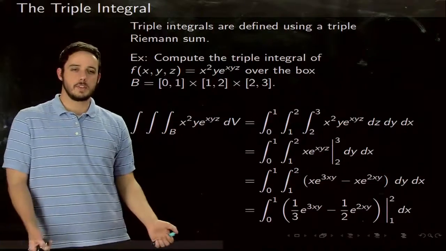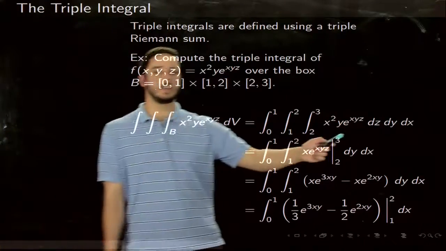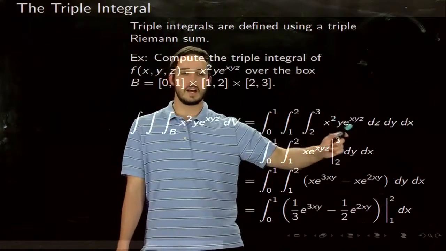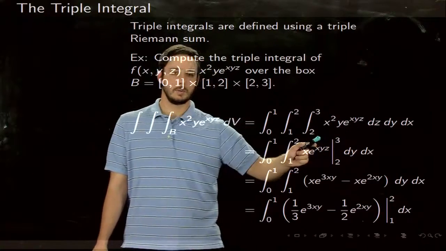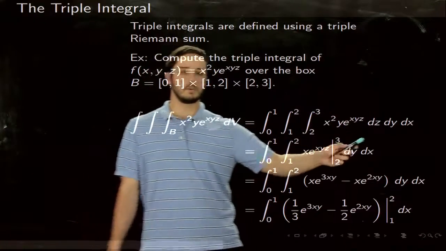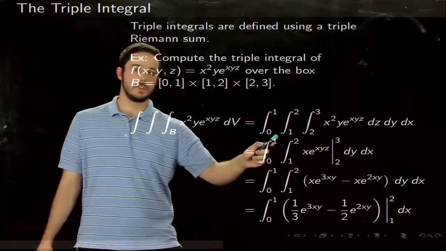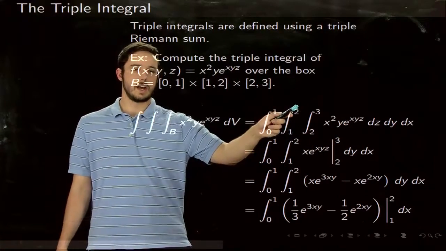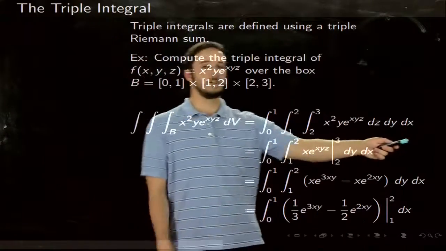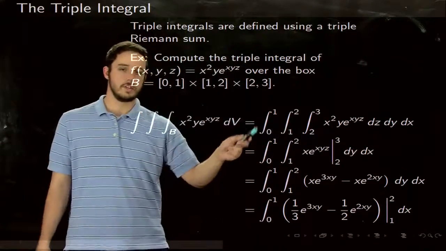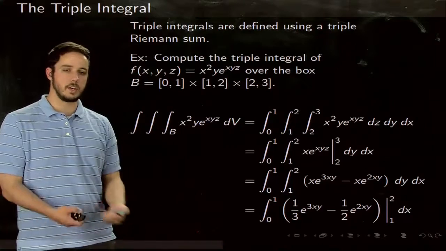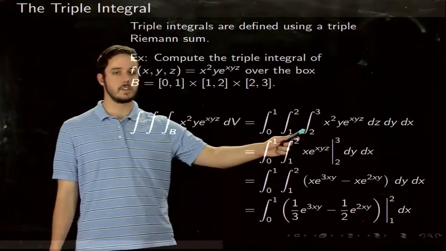So how do we evaluate this integral? Well, we just take the integral of whatever's inside with respect to z with these bounds. After we get our result, we take the integral with respect to y with these bounds. And then finally, with whatever result we get, we take the integral with respect to x with these bounds. So the first step is the integral with respect to z of whatever's inside.